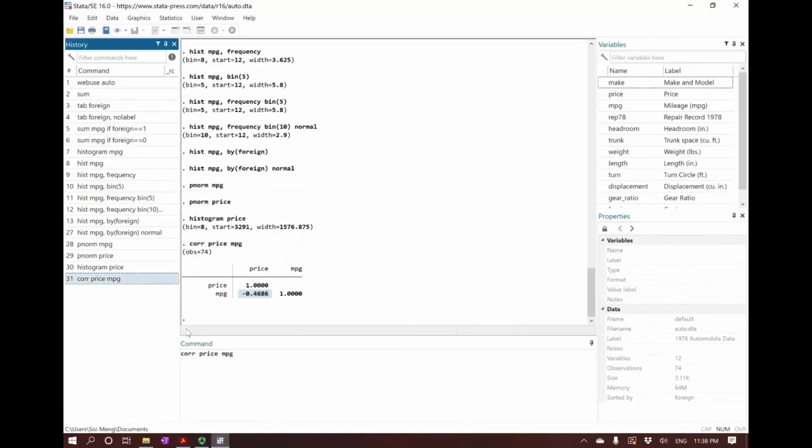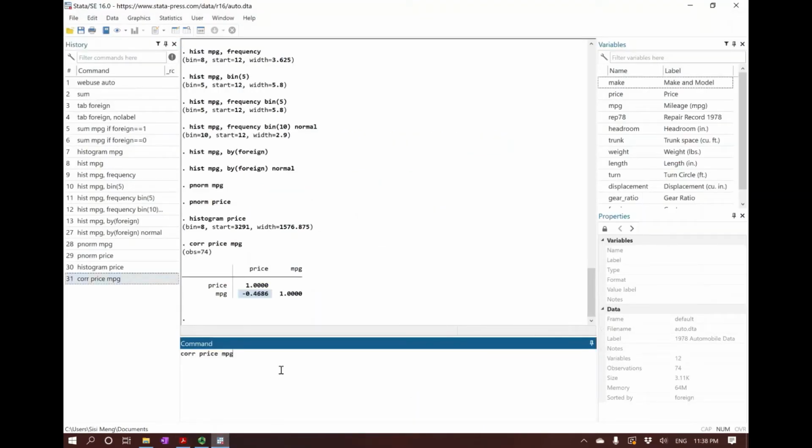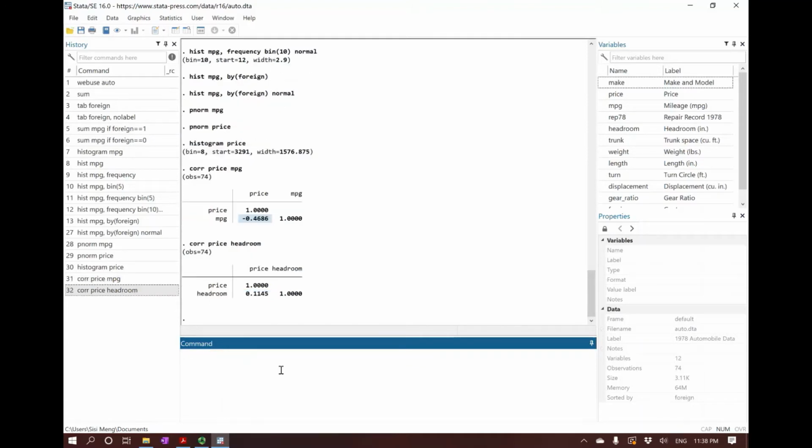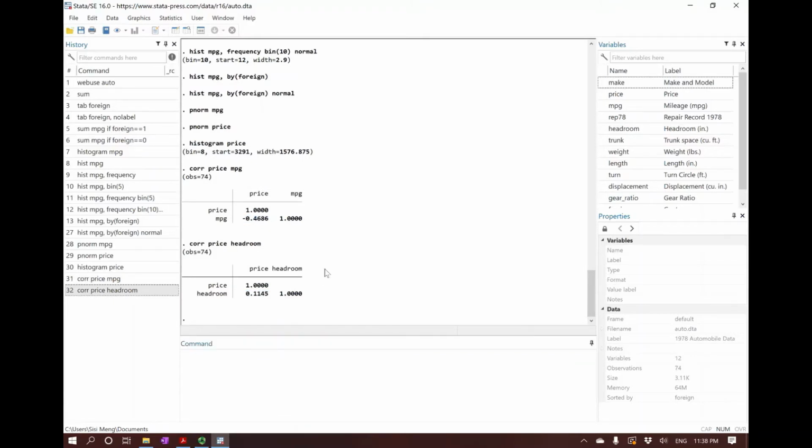Okay. We can also look at, for example, the correlation between price and headroom. So now we have a positive correlation. So price and headroom, which is headroom in inches, are positively correlated. However, the magnitude of the correlation is not very strong, or is relatively weak, and so on, right?